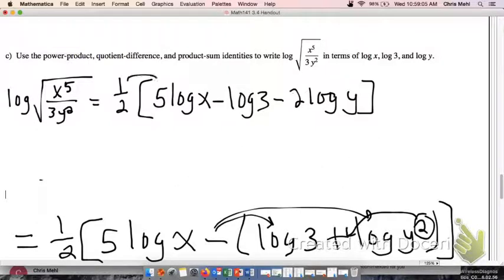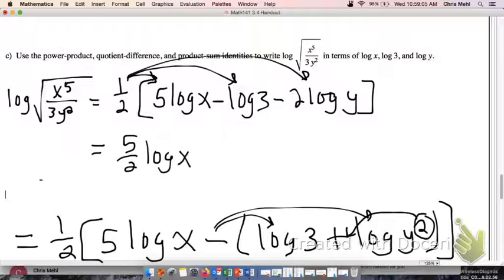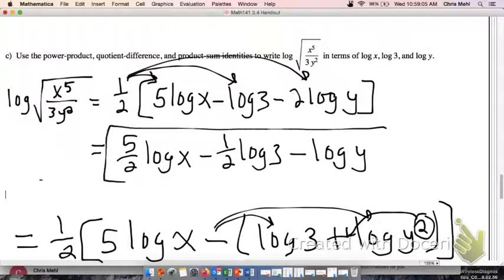And then finally the last thing would just be to distribute the 1/2 through. So I get 5/2 log x, so there's my term with log x, minus 1/2 log 3, there's my term with log base 3, and then 1/2 times negative 2, my last term would just be minus log of y. So there's the expression decomposed and written in terms of log x, log 3, and log y.